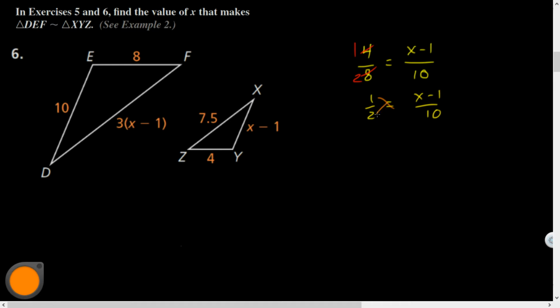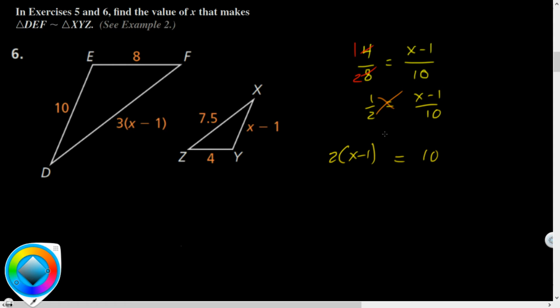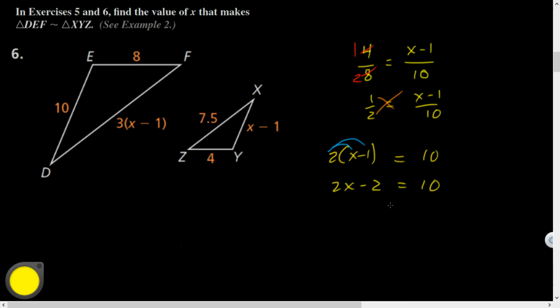Tell you what. So cross multiply. 10 times 1 is going to be 10, and 2 times x minus 1. Tell you what, I'll be super careful making sure you guys distribute. That could have been a super common place to make a mistake. So I'd have 2x minus 2 equals 10, and then add 2 to both sides, and then divide both sides by 2. X equals 6.